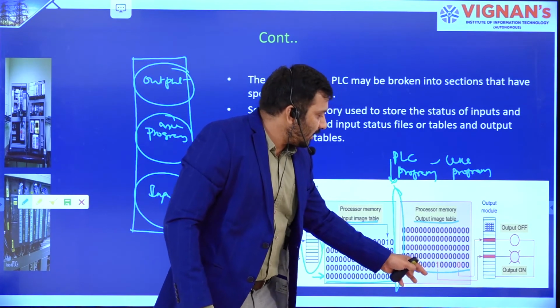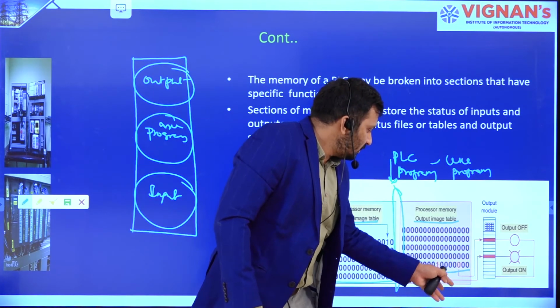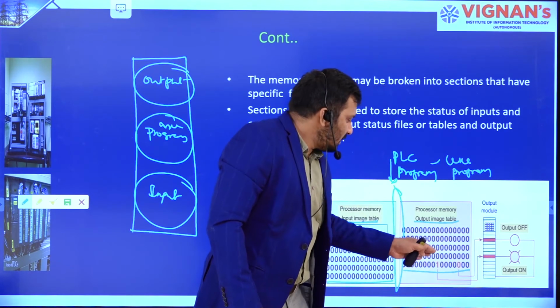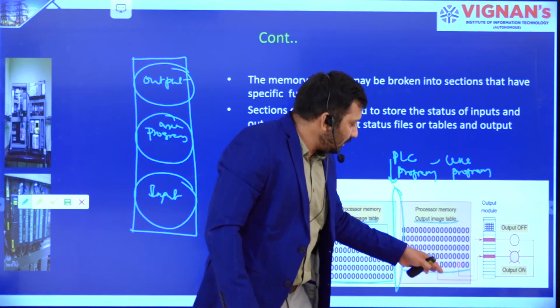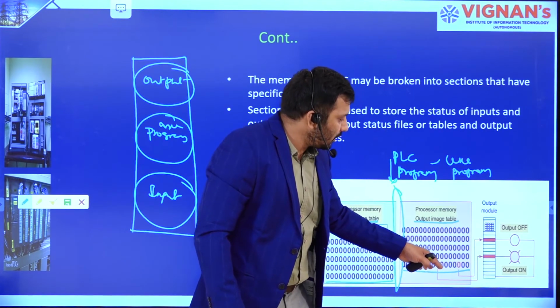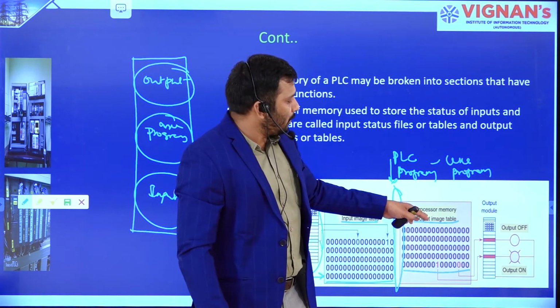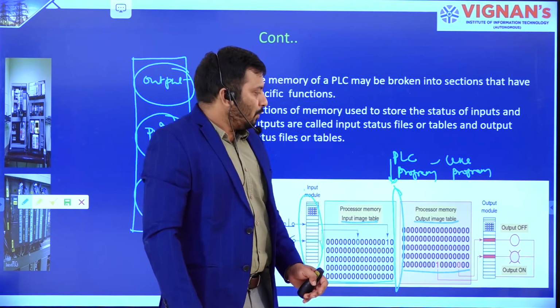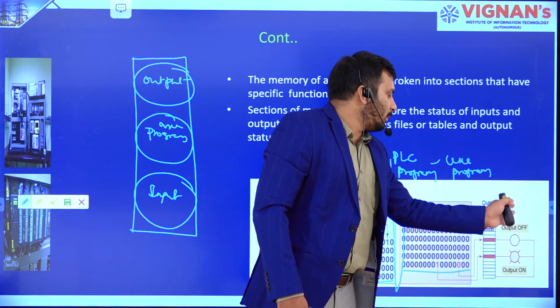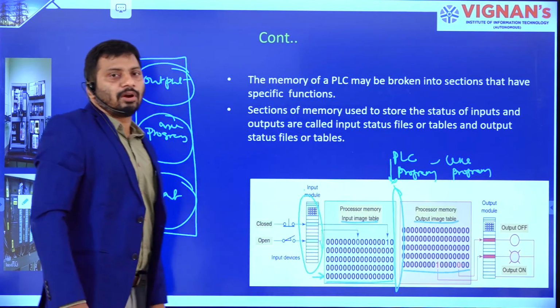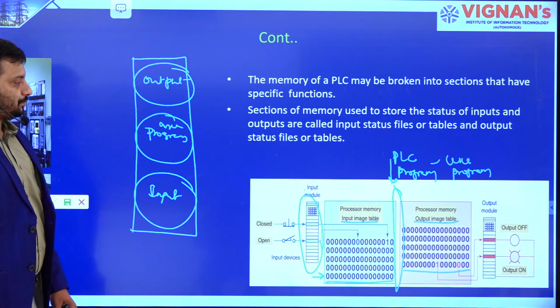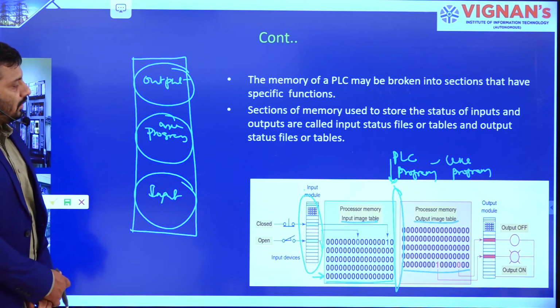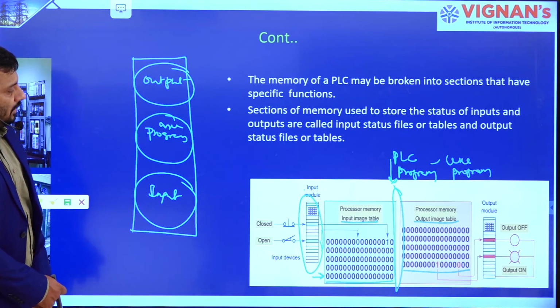That is, the updated data is going to go out. See, these arrows are going out. That means the updated zeros and ones in the memory locations of the output image table are going out through this output module, which is going to control the output devices, right? Like this, the data present in the input image table and output image table is going to be updated.